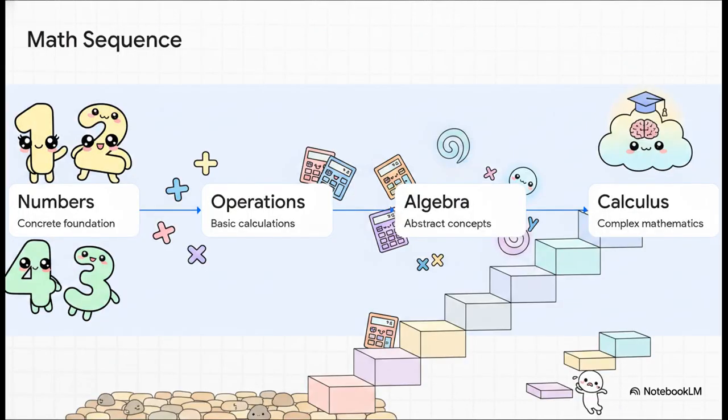Let's look at how this builds mathematically. We start a step-by-step cognitive climb at step 1 with highly concrete basic numbers. Once you master that, we move to step 2, operations, like adding and multiplying.